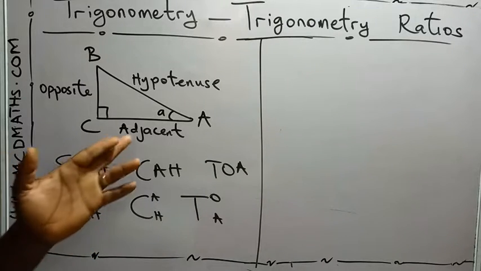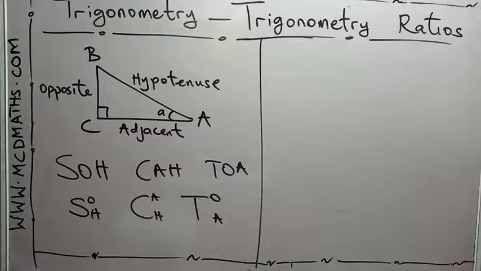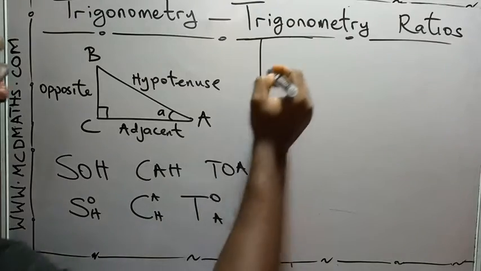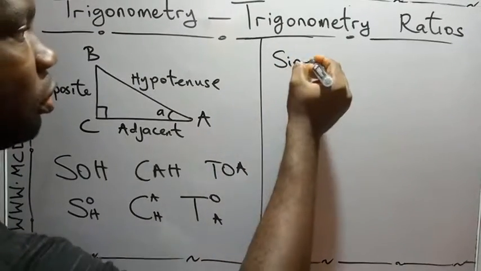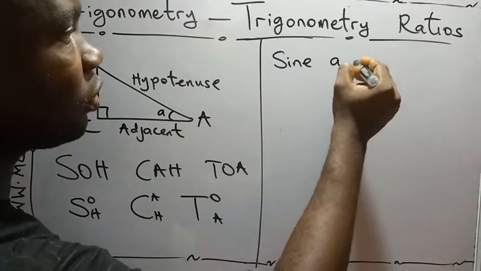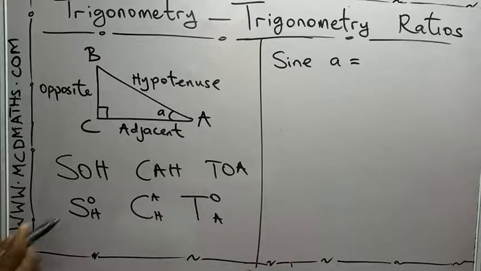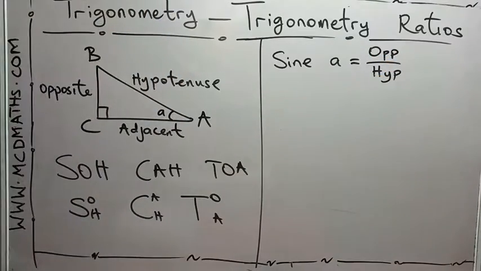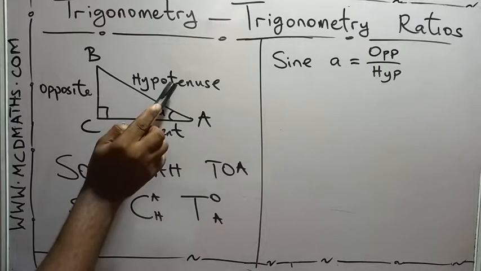This ratio deals with the relationship between an angle given and the sides of the right angle triangle. Since we already know the three sides, sine of an angle A, which is what we are referring to right now, that's what the S is, sine of A is equal to the ratio of the opposite to the hypotenuse. That means opposite over hypotenuse for short. So sine A is equal to opposite over hypotenuse.